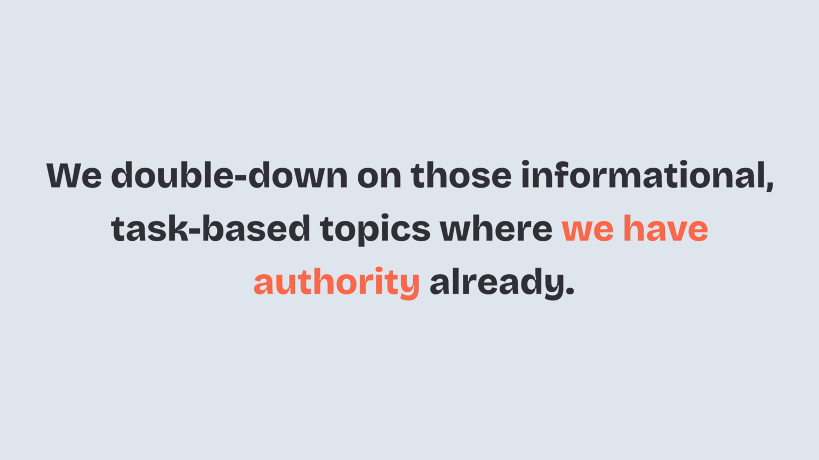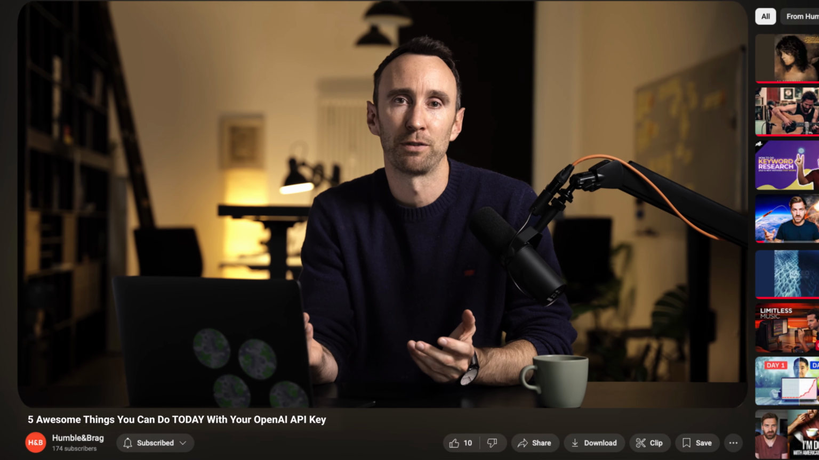So here we can plot out two strategic approaches. Firstly, we can double down on those informational task-based topics where we already have authority, but we can dig a little deeper and build out a more substantial video. So here, just talking off the top of my head as a layperson, perhaps once I have this OpenAI API key, I want to know the top 5 things I can do with it. So there's a video idea right there, and one that's going to keep me hooked for a good 10 minutes while I follow along in real time.